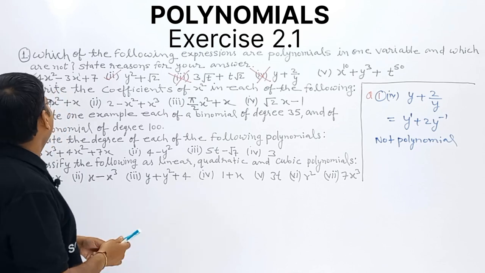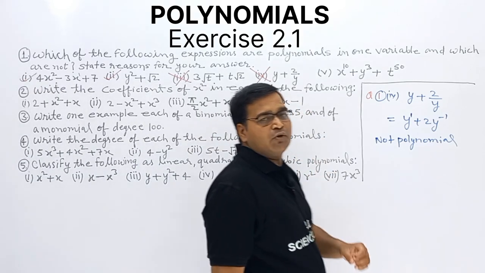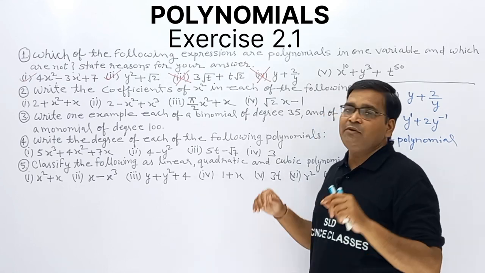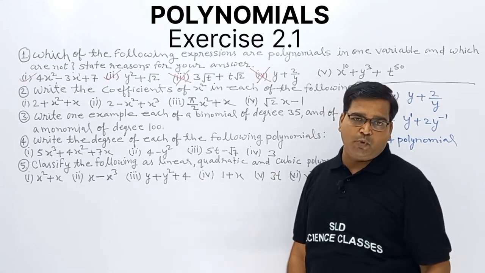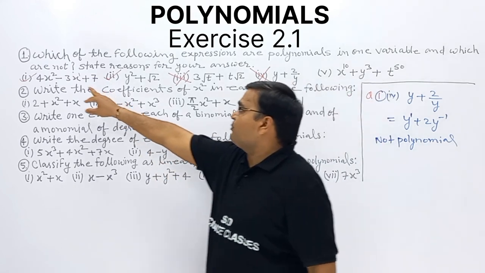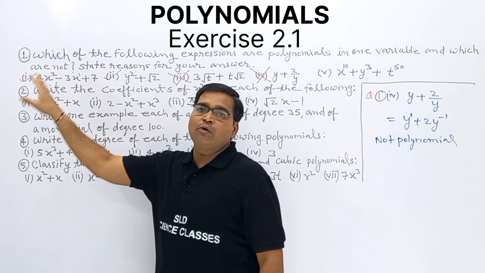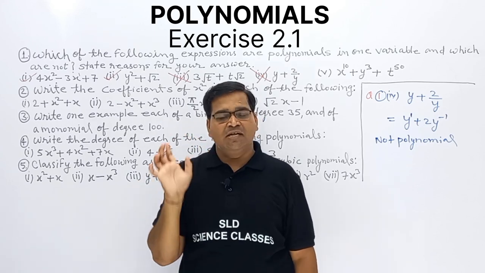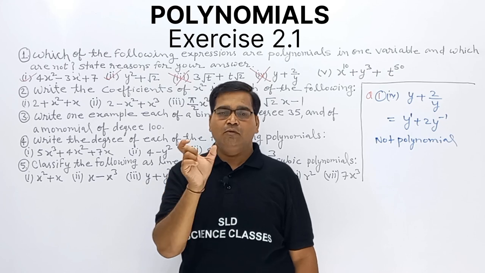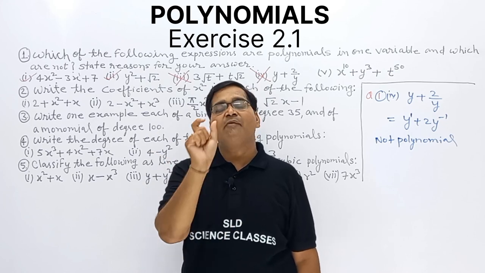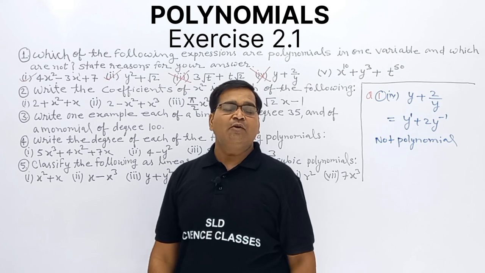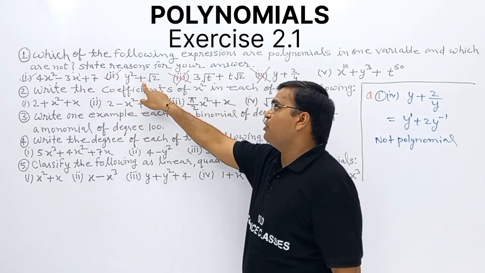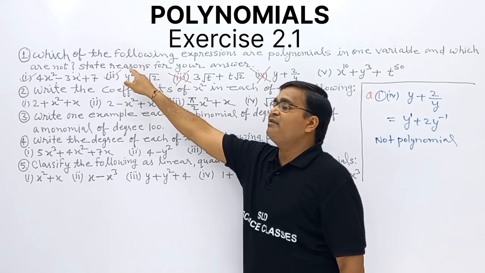So again I am revising the question. We want to identify which one is a polynomial and which one is not a polynomial, with reason. This one is a polynomial because all the variable powers are what? Whole numbers, non-negative integers. We cannot use negative power in a polynomial. So this one is a polynomial, because its power is a whole number.